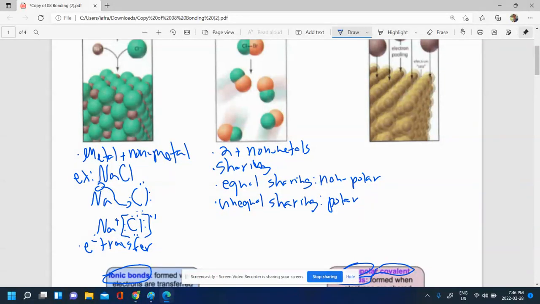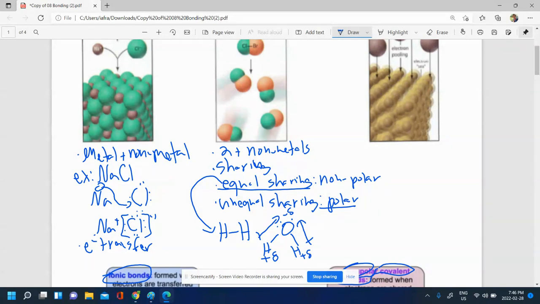So an example of equal sharing would be in the H2 molecule, where the H's are sharing electrons equally, whereas unequal sharing, polar, would be in the H2O molecule, where the electrons are spending a little bit more time towards the oxygen end as opposed to towards the hydrogen end. And that's because oxygen is more electronegative compared to the hydrogen, which is more electropositive. So hopefully a lot of these terms are coming back and it's starting to make some more sense to you.